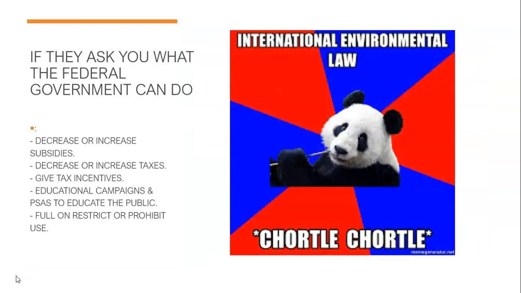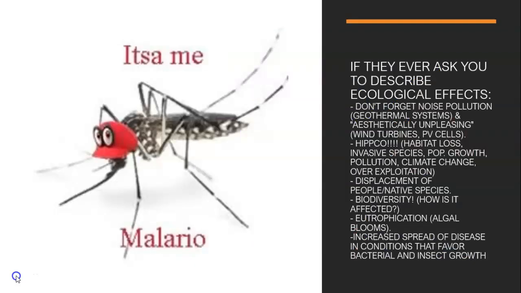If it's what the government can do, they can decrease or increase subsidies, they can decrease or increase taxes, they can give tax incentives, they can have educational campaigns and public service announcements to educate the public, and they can full on just restrict or prohibit use or whatever it is. So there can be legislation passed.